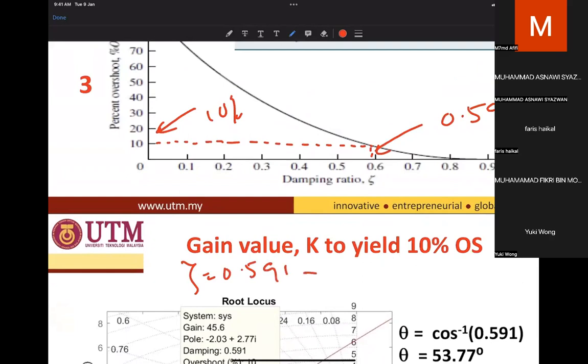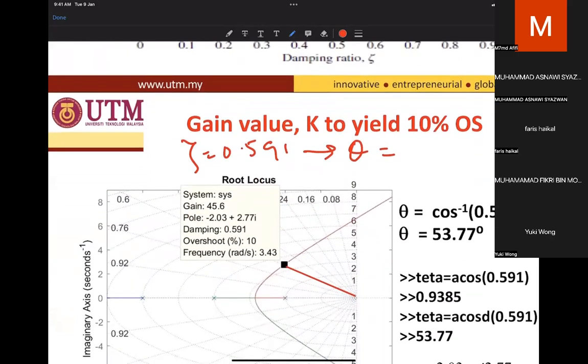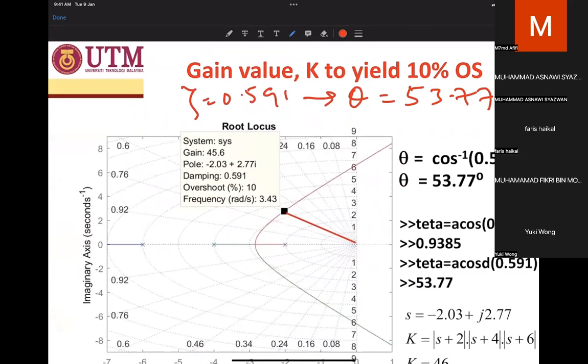Right, and then zeta 0.591 can give us an angle, which is inverse cos 0.591, 53.77 degrees. So you just print out first, take a ruler, and then use your protractor. This is the theta, and this is the dominant pole under consideration, which is minus 2.03 plus minus J 2.77, at gain K 45 and 6.